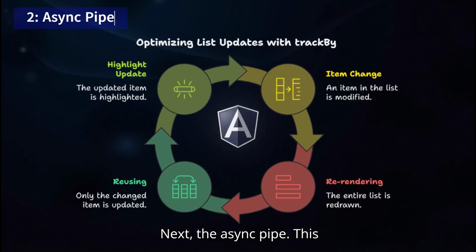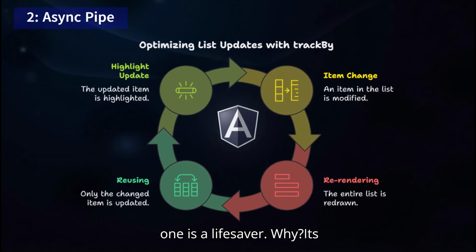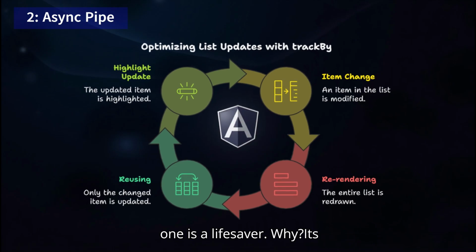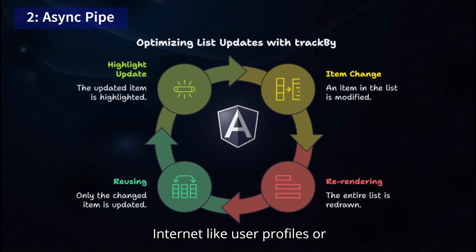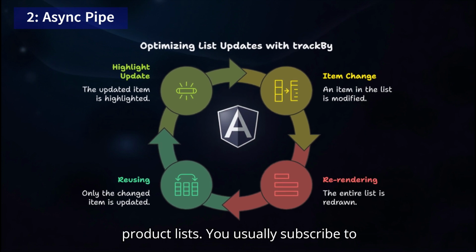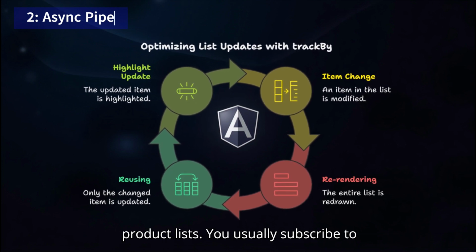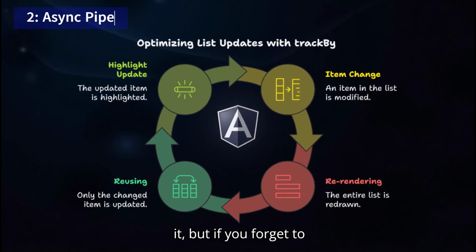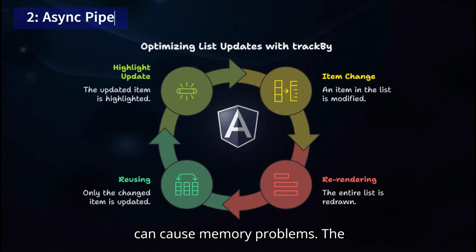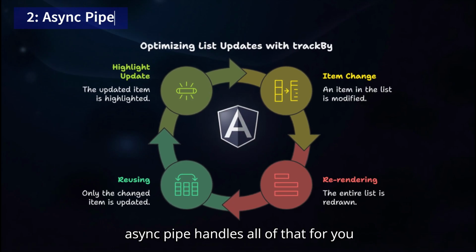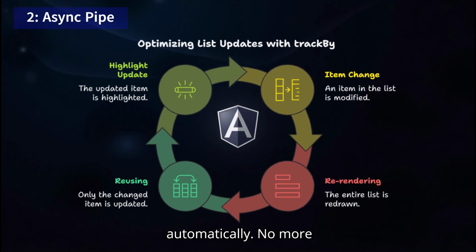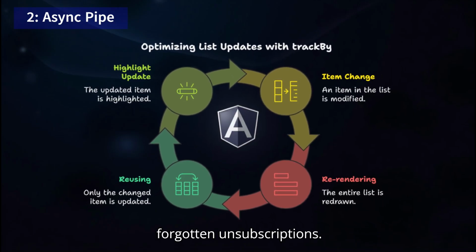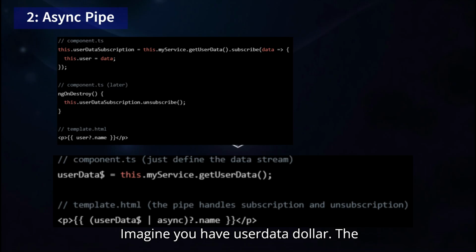Next, the Async Pipe. This one is a lifesaver. Why is it useful? When you get data from the internet, like user profiles or product lists, you usually subscribe to it. But if you forget to unsubscribe when you leave that page, it can cause memory problems. The Async Pipe handles all of that for you automatically. No more forgotten unsubscriptions. Imagine you have userData$.